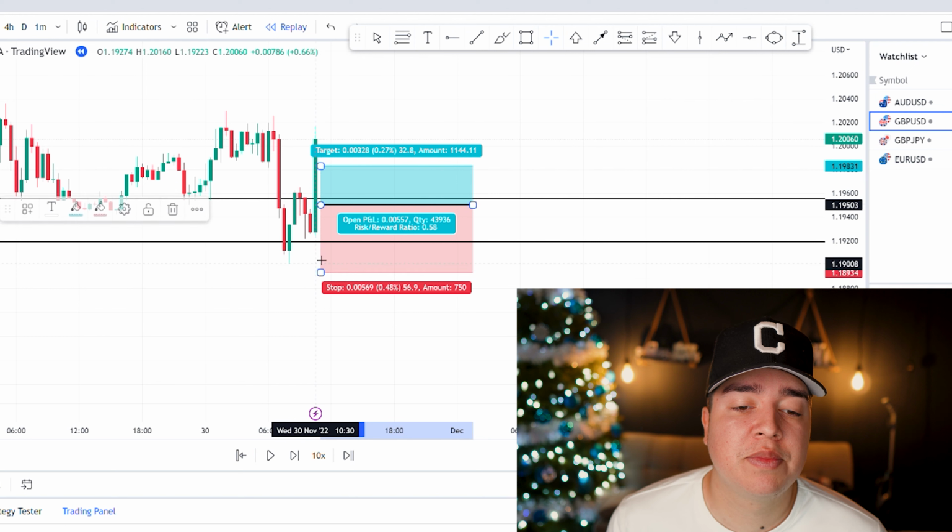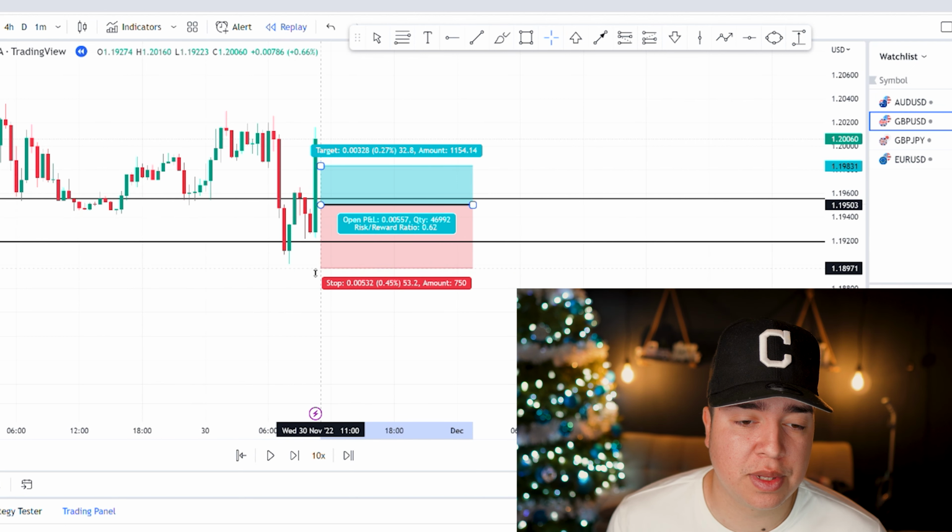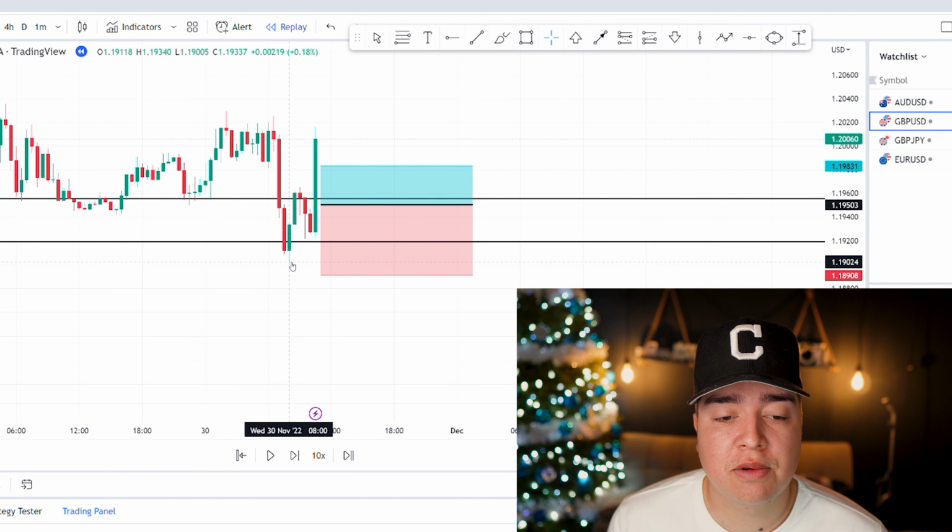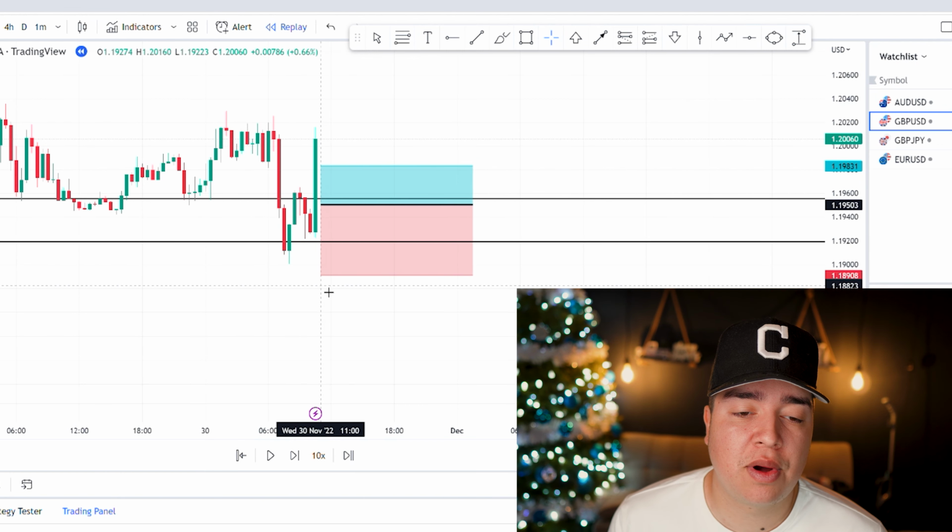Stops below. You always want to put the stops below. This is the lowest part that it went, so you want to put your stops below that. Because if price comes down and breaks this wick right here, you don't want to be in the trade anymore because it's probably just going to go down.